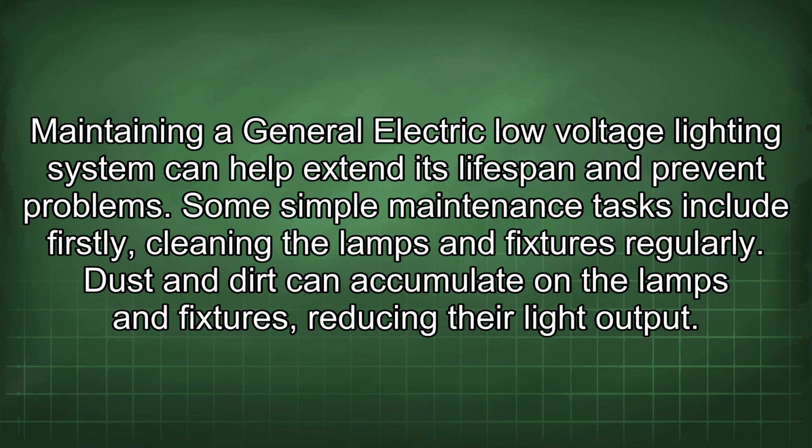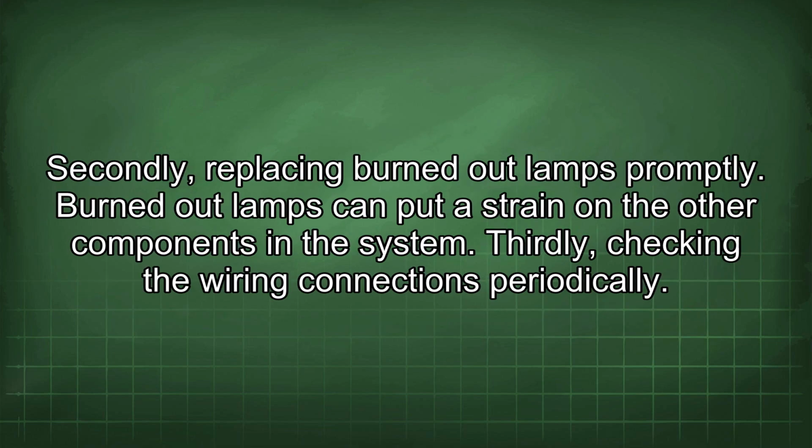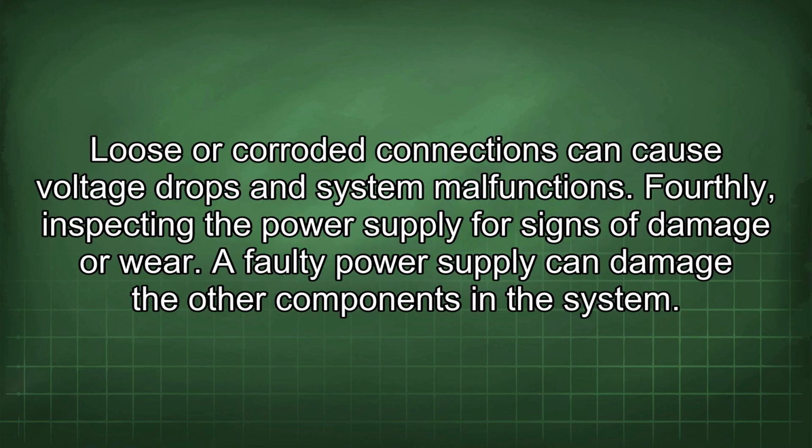Some simple maintenance tasks include firstly, cleaning the lamps and fixtures regularly. Dust and dirt can accumulate on the lamps and fixtures, reducing their light output. Secondly, replacing burned-out lamps promptly. Burned-out lamps can put a strain on the other components in the system. Thirdly, checking the wiring connections periodically. Loose or corroded connections can cause voltage drops and system malfunctions.